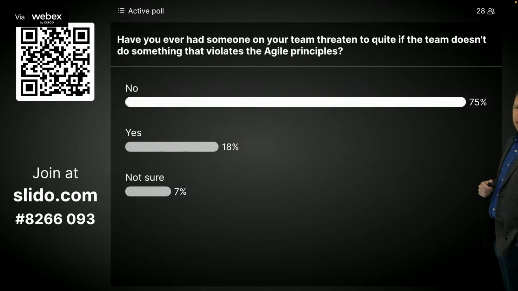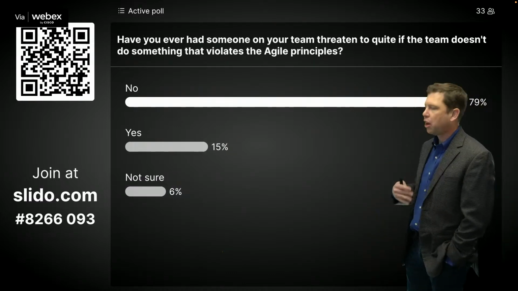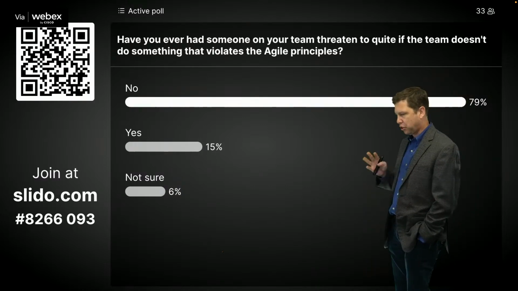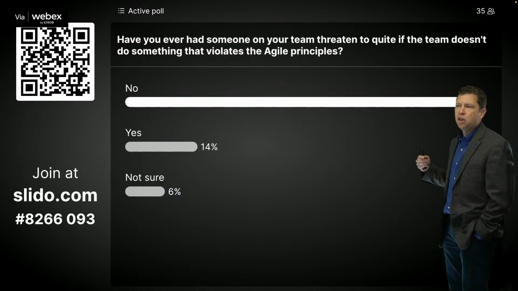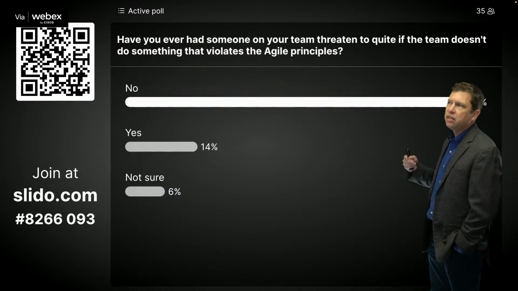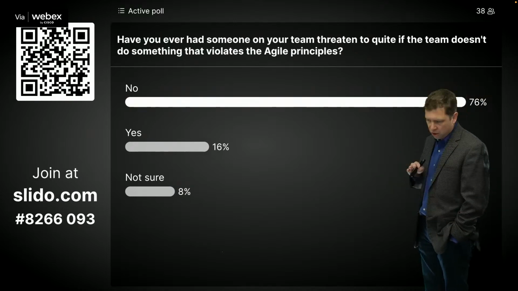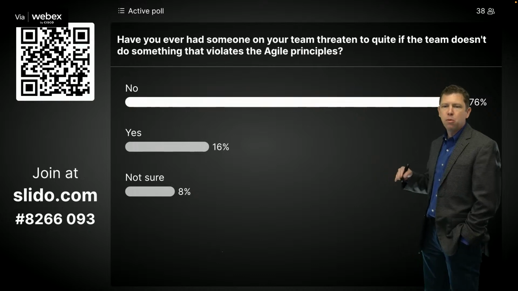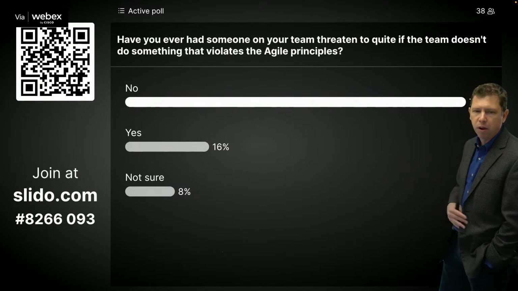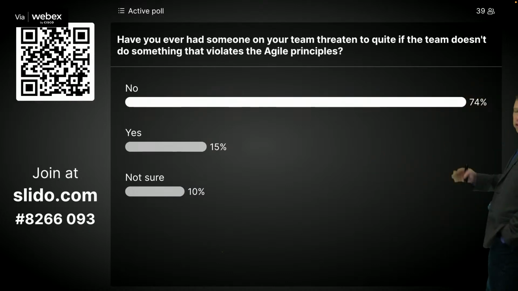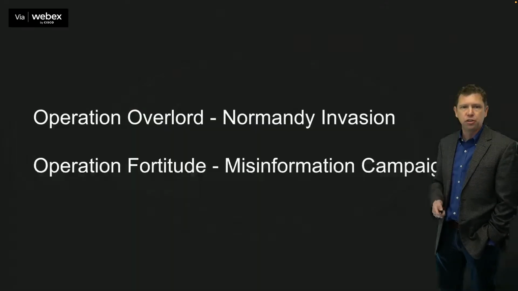So this is something, and the threaten to quit, there's subtle threats, and then there are people that would actually quit. But this is something that happens sometimes, right? I've seen teams that have been pushed to do things that they knew would go against the Agile principles because somebody threatened to quit if the team didn't do this one thing, whether it was their pet project or whatever it was they were trying to do. So 74% of you, but this is something to watch out for on your Agile teams.